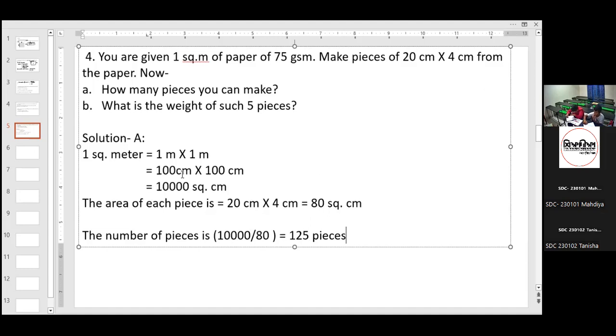Now this paper is of 75 grams. So this 1 square meter actually weighs 75 grams. That means the 125 pieces also require 75 grams, right?